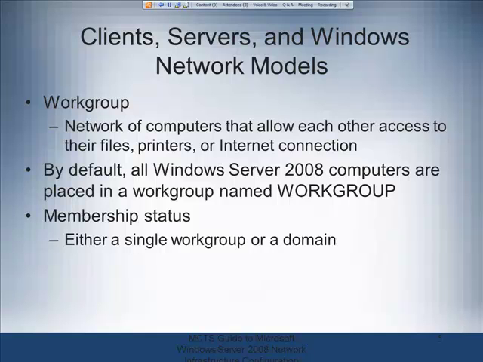Quick review here, client servers, Windows network models. The workgroup and the domain are the two networking models. In the workgroup, each individual machine has its own authentication database. In the domain, Active Directory provides a centralized authentication database.